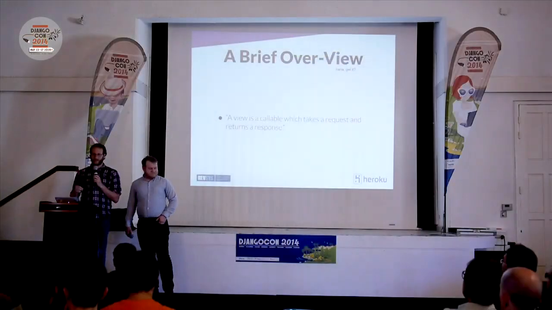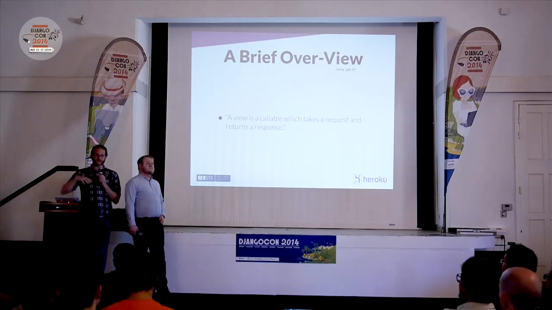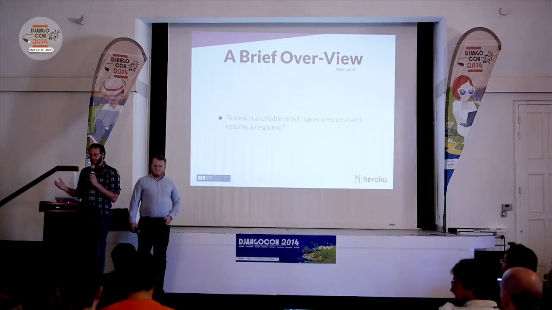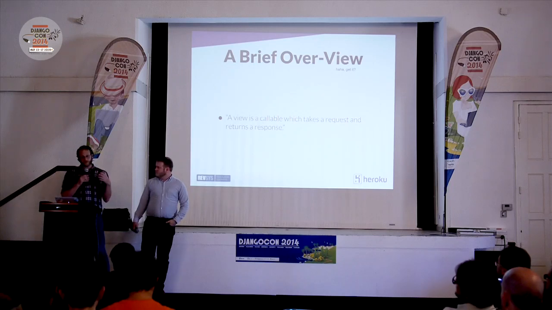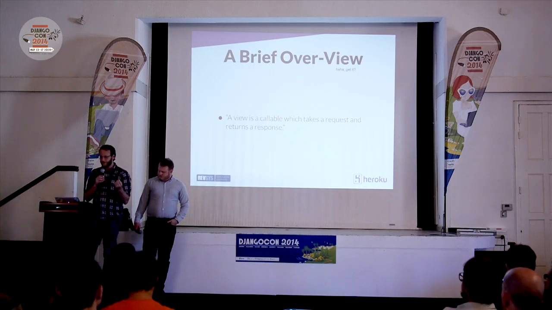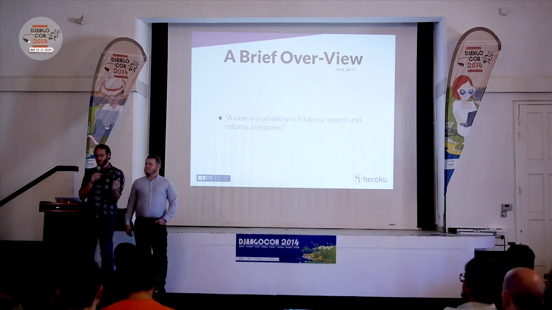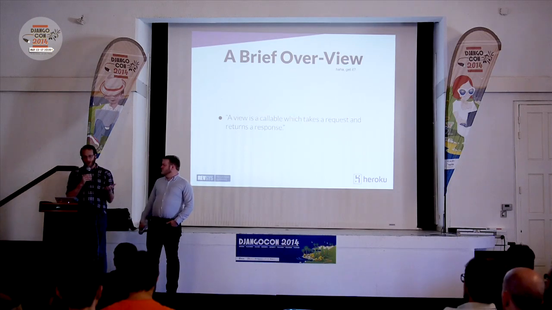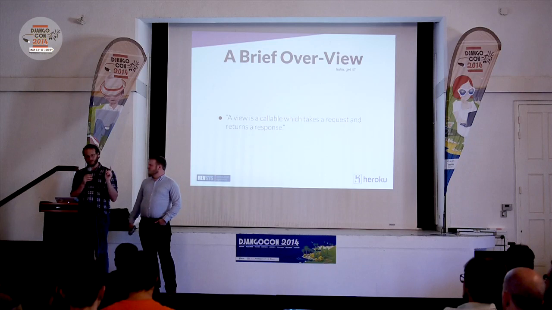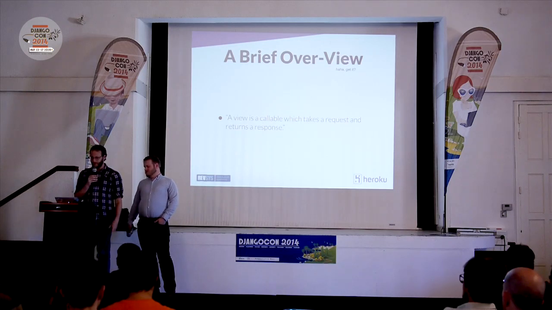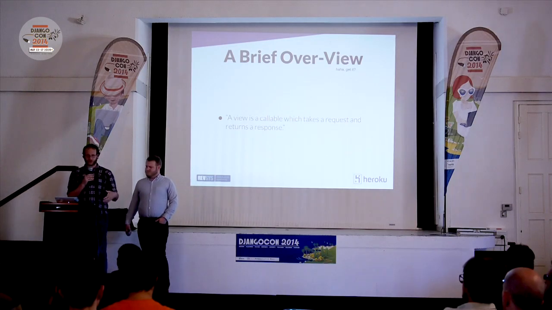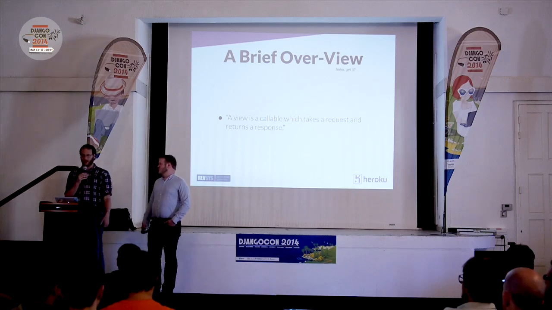Without getting rid of the router. But that view contract, the pattern that's enforced by the router, is so simple and so basic that within the confines of this very simple contract, you can do anything you want. So let's review that contract really briefly. The contract that the router makes is that a view has to be a callable. We'll talk about exactly what we mean by a callable in a bit. It takes a request and returns a response. It's a very, very simple contract, right?